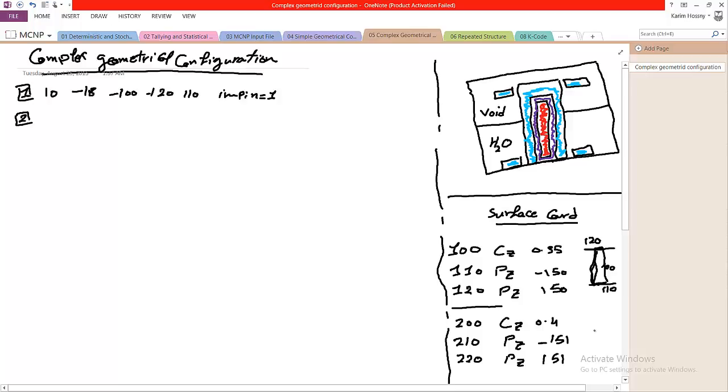And there's our helium gap enclosing our fuel rod. So this is the plane 220. This is the plane 210, and this is the cylinder 200.